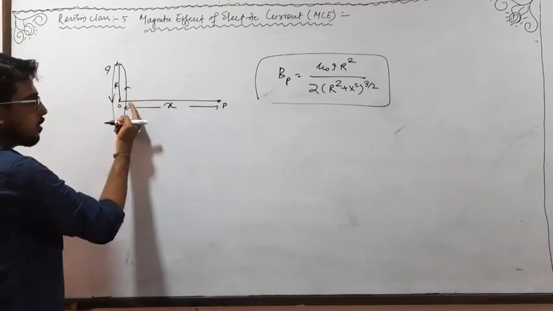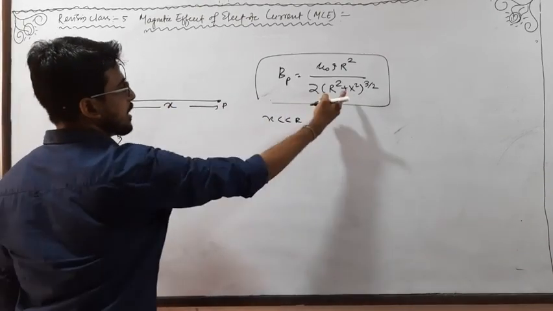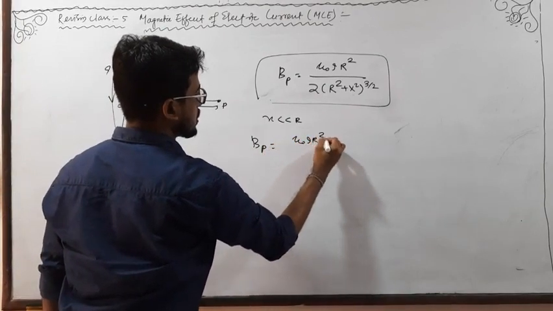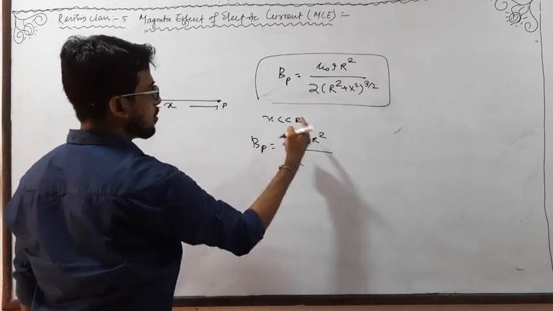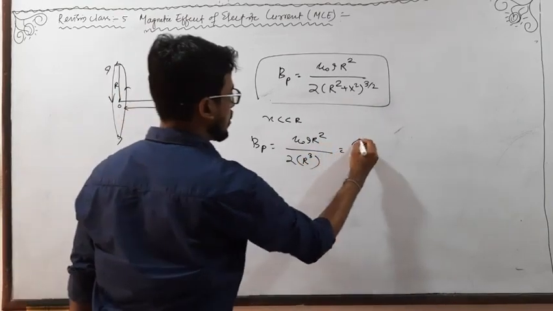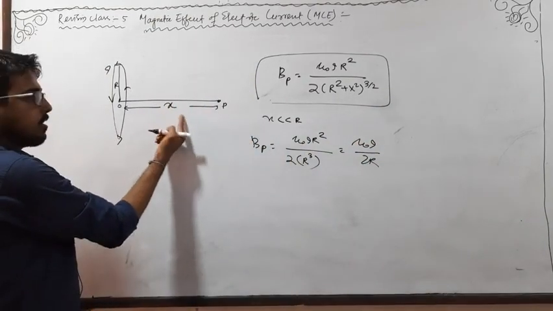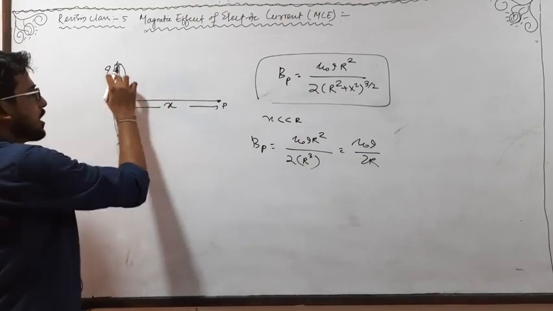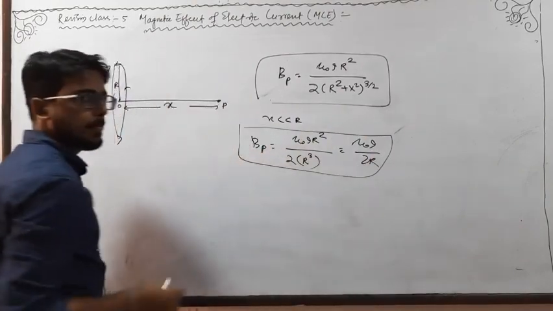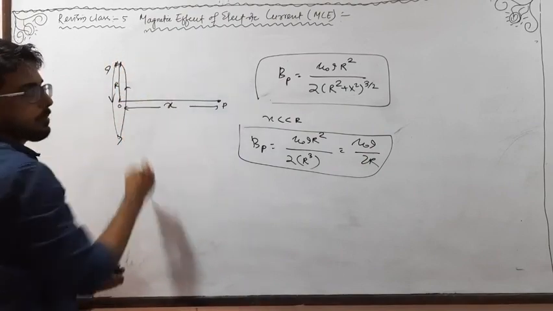If this x is very close to the center, that means if x is negligible in comparison to r, you can neglect x with respect to r. So what is BP? Mu naught I r square divided by 2 into, neglecting x in comparison to r, it will be r cube, because x tends to 0. So it becomes mu naught I by 2r. So if the position is very negligible in comparison to r, we can consider it as the center of a circular loop. This is the expression for it. Okay, and the direction can be calculated considering the derivation. You can refer to the previous lecture.